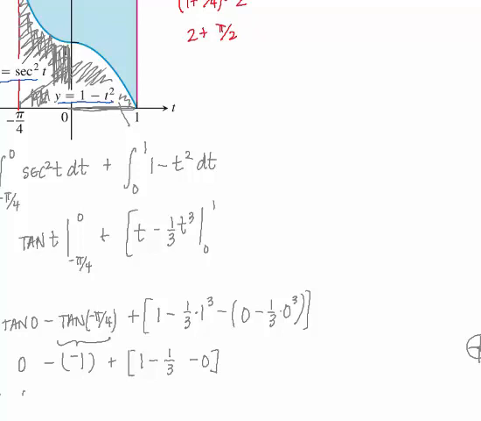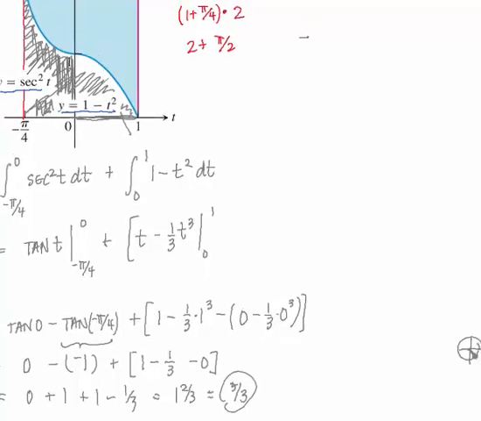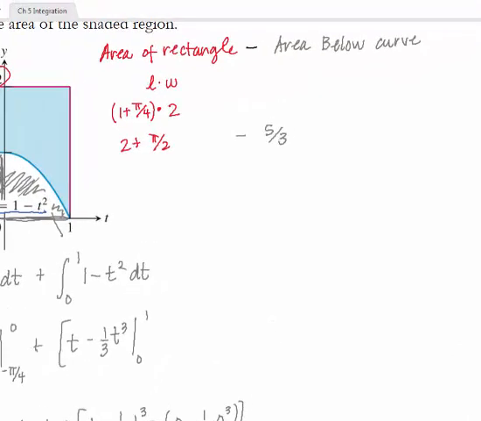So here we have 0 minus negative 1, which is plus 1, minus 1/3 for our area, which is 1 minus 1/3 is 2/3, so 1 2/3, or we could call that 5/3. Okay, so we got 5/3 for the area below the curve and 2 plus pi over 2 for the area of the rectangle. Now we just need to combine them.